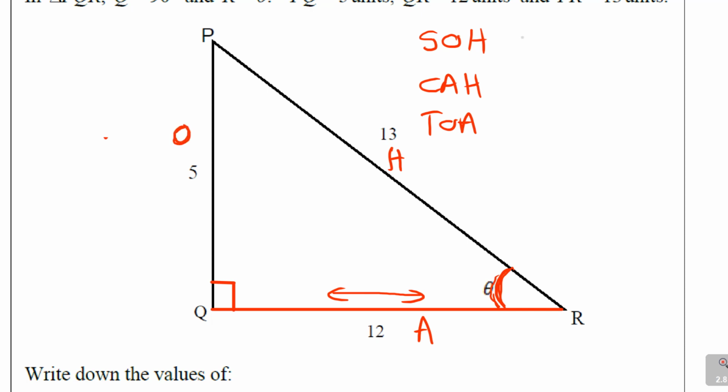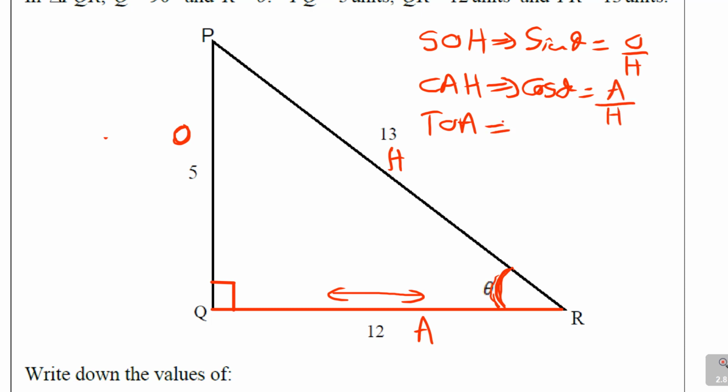See that? Then you're able now to say sin theta is O over H, and then cos theta here is A over H from the SOHCAHTOA, and then tan theta is O over A. That's how you write it. Now you can write the answer already.